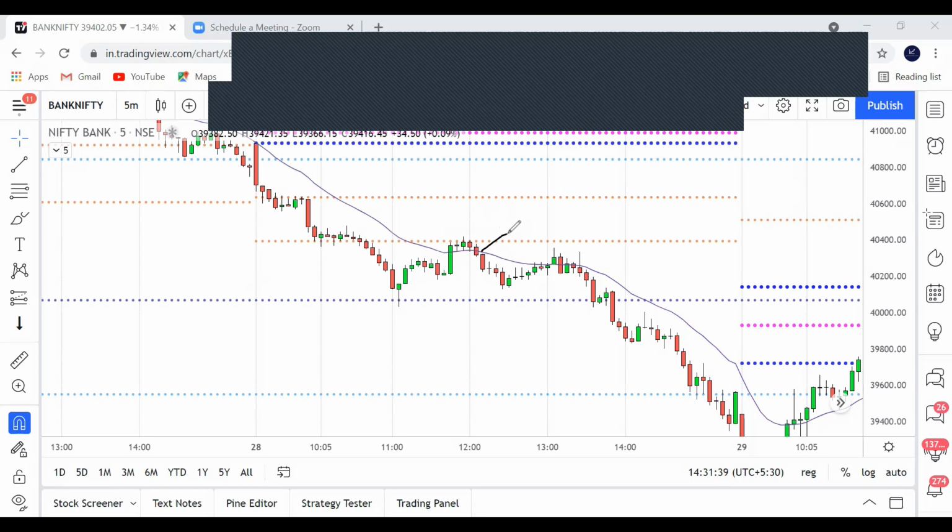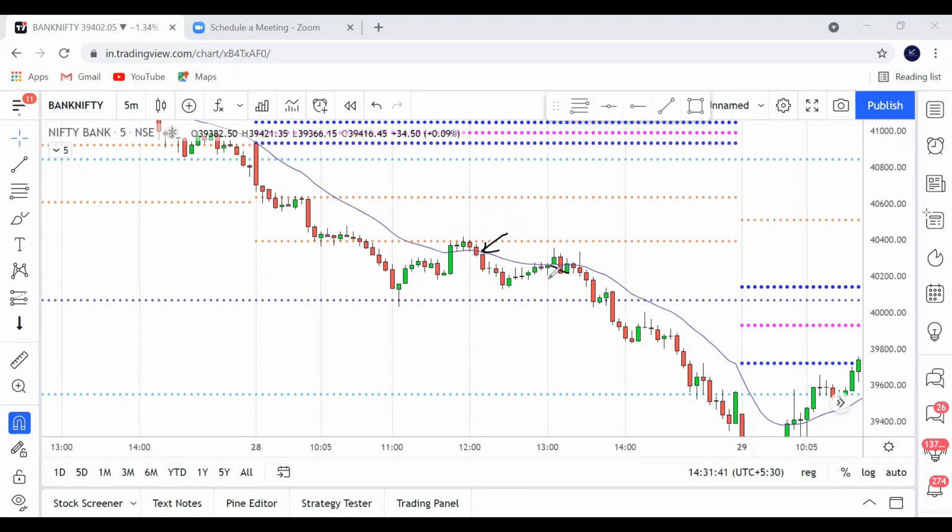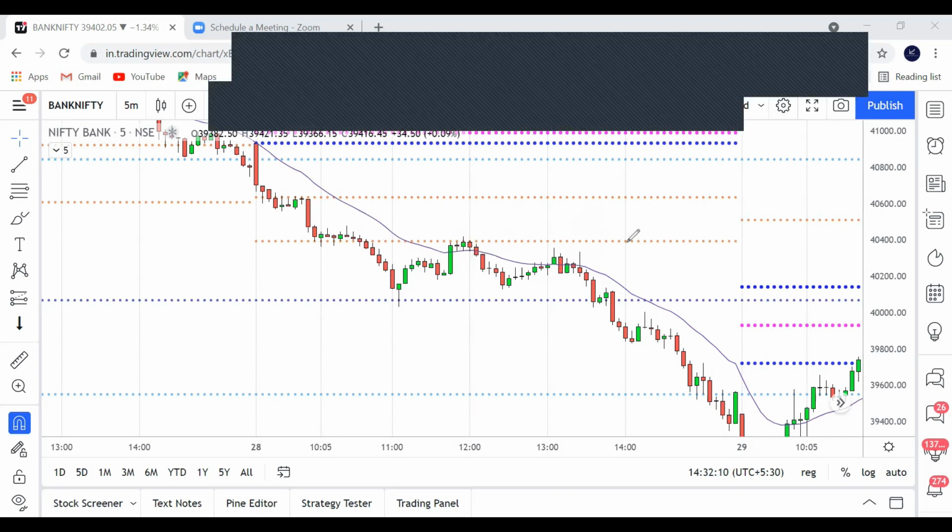So this is the high probability short, but this is not high probability, even though it worked, because there is no pivot resistance above. Next resistance is here, right? So keeping stop loss here would have been a very big stop loss. So best entry would have been here. Now let us look at some other days where this setup has happened.